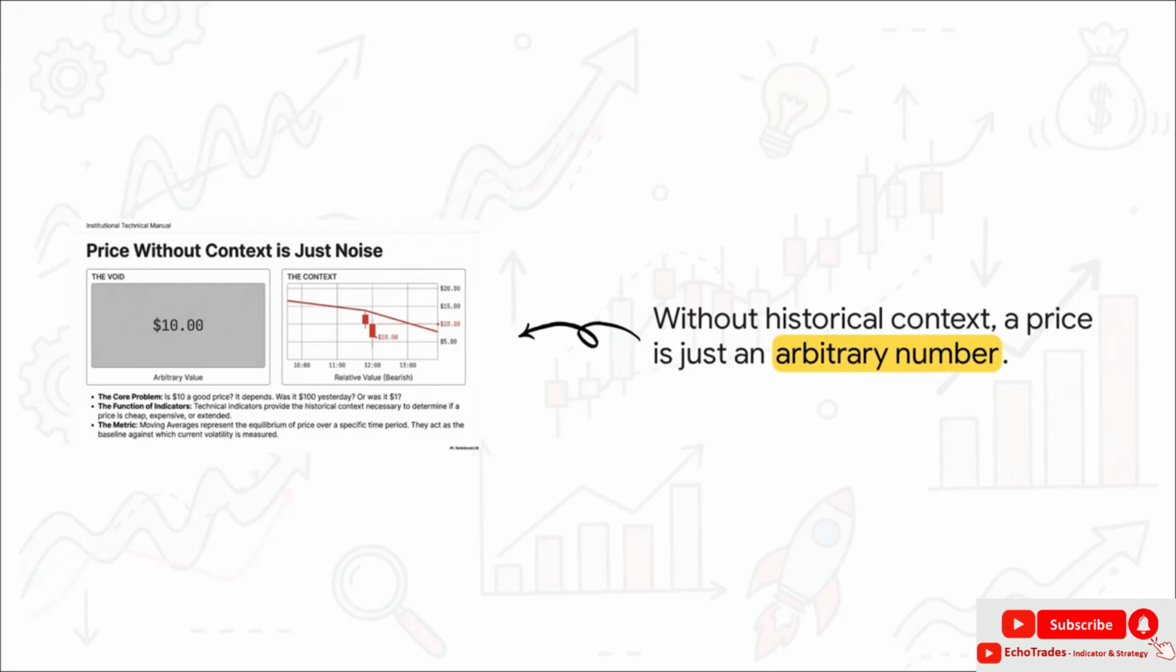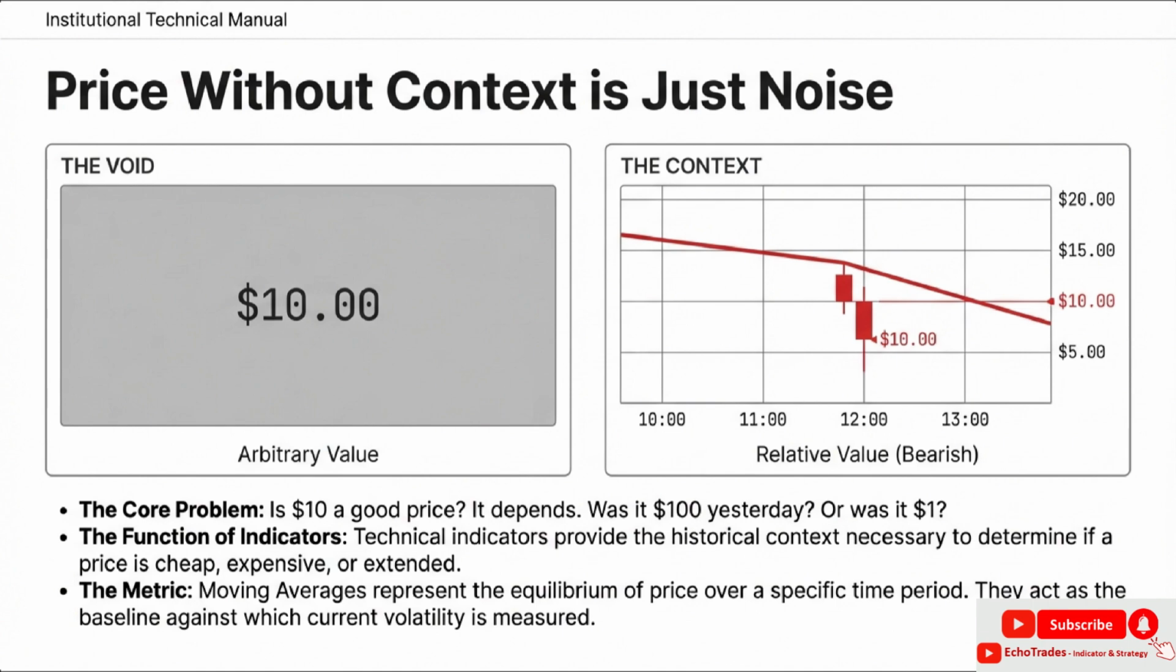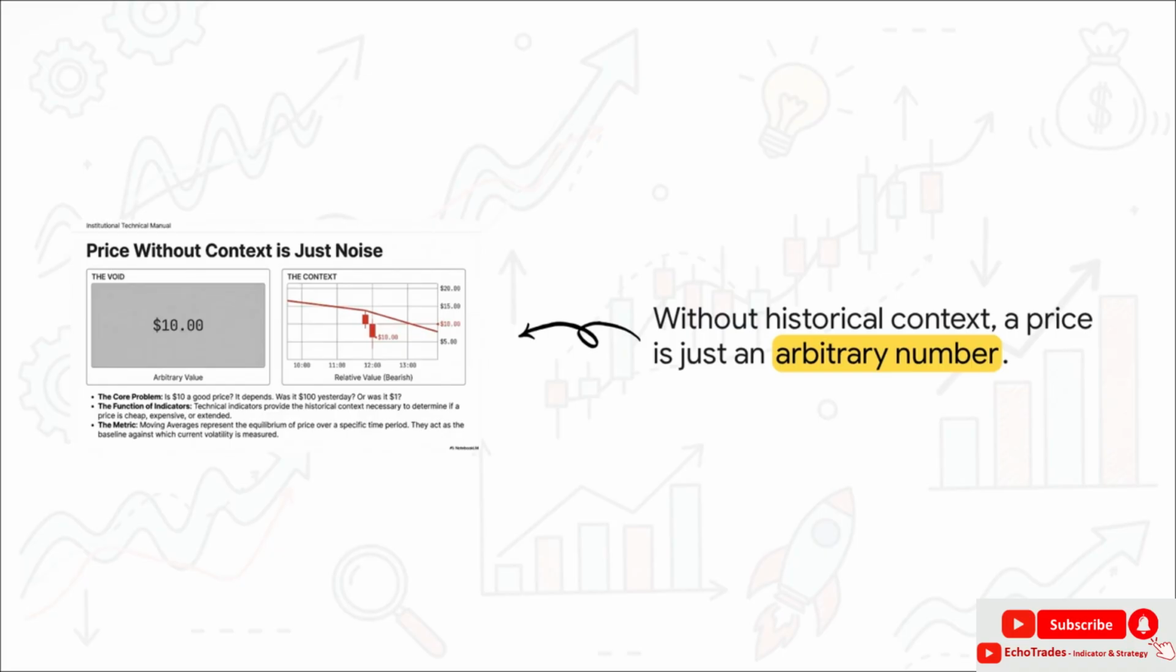And this illustrates it perfectly. On the left, $10 is just a number floating in a void. But look on the right. When you see that same $10 price as part of a chart that's been in a free fall, well, suddenly it tells a completely different story, doesn't it? And it's not a good one. Without context, price is just noise.